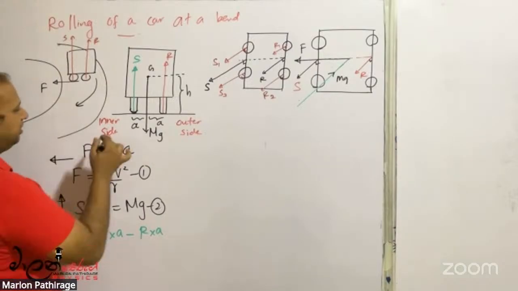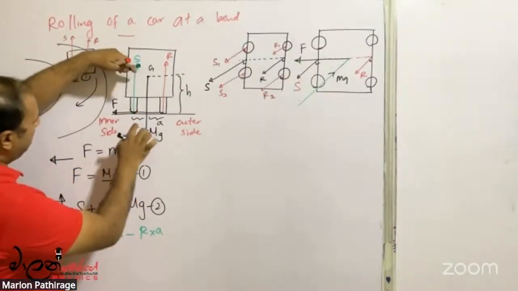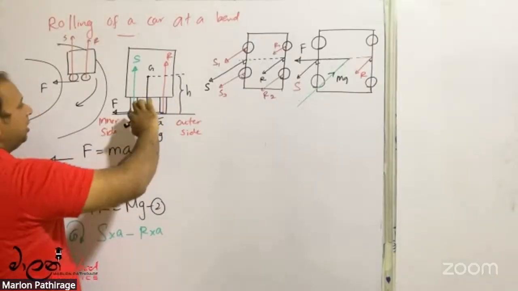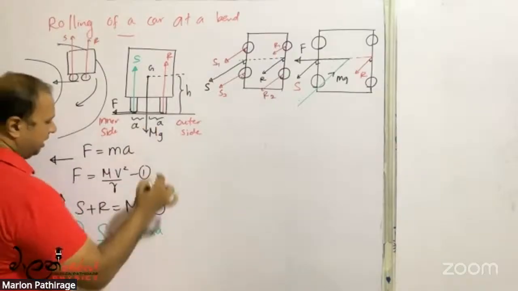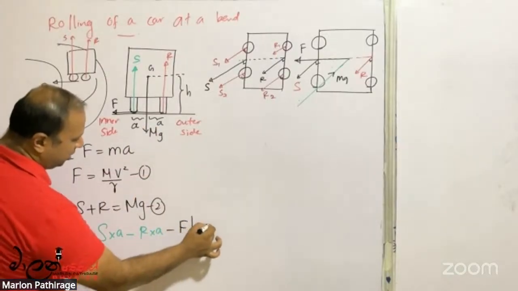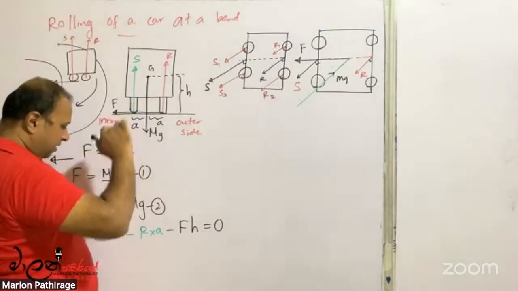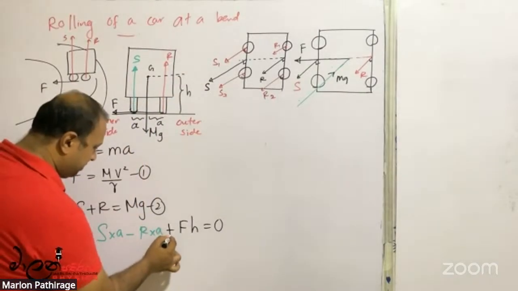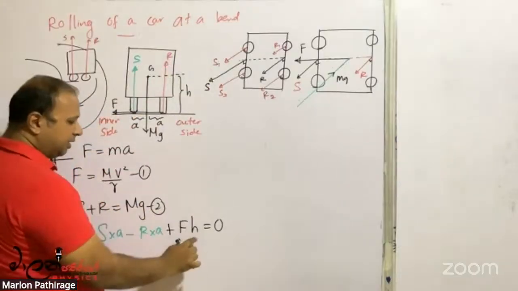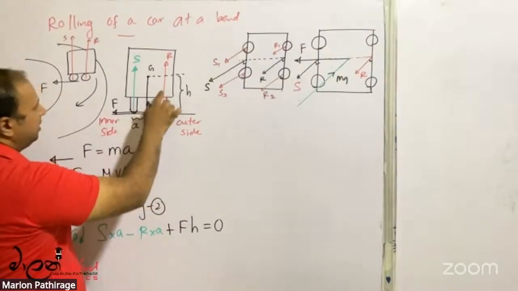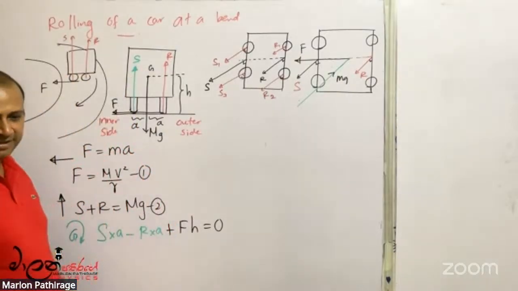Here the friction force is there. F into A, what is there? S into A, then minus R into A, and minus F into H. F into H should be 0. S into A in the clockwise direction. Sorry, make it plus. F into H also in the clockwise direction. Then R into A in the anti-clockwise direction. Is that clear? If it is clear, please raise your hand.